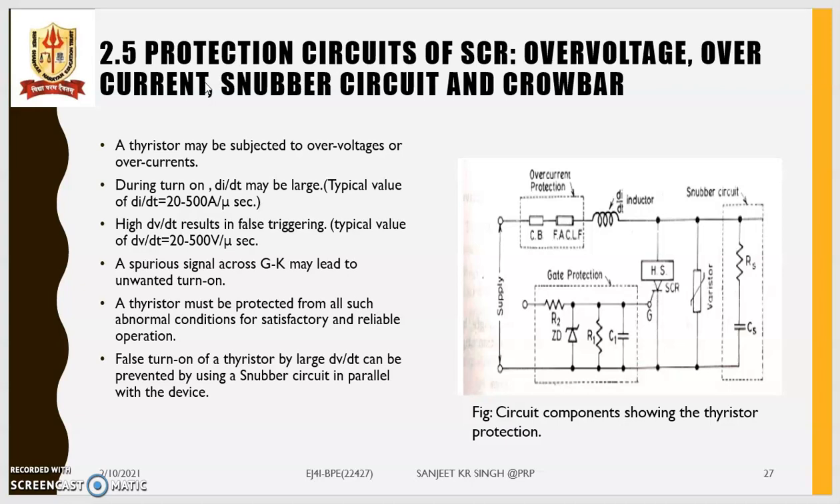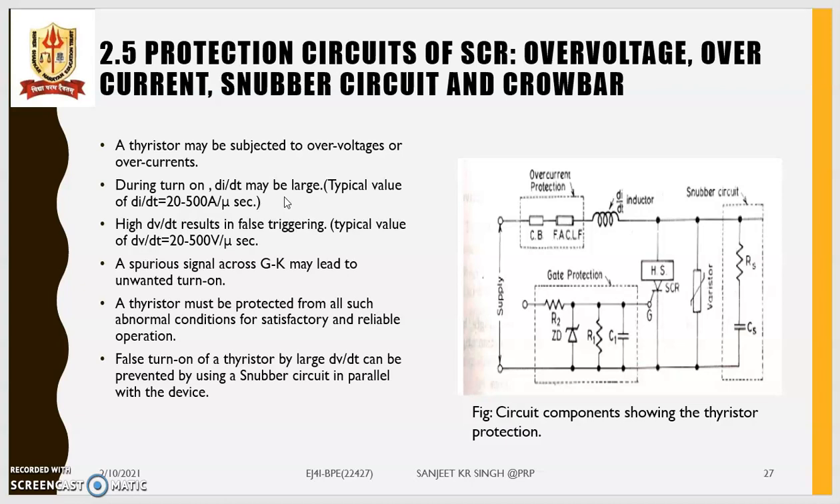So why do we require a protection circuit? A thyristor, we know, is subjected to over voltages and over currents due to many reasons, particularly during the on time when we turn on the supply and the SCR is turned on. So there is a high di by dt, or rate of rise of current, and that may cause damage to the SCR.